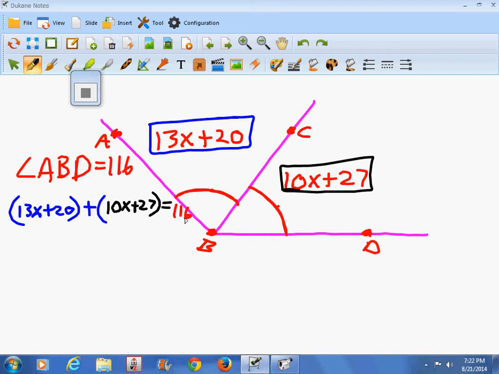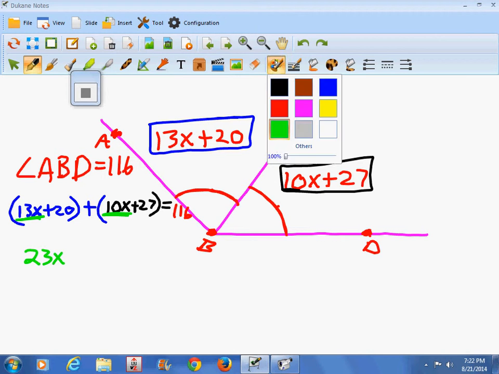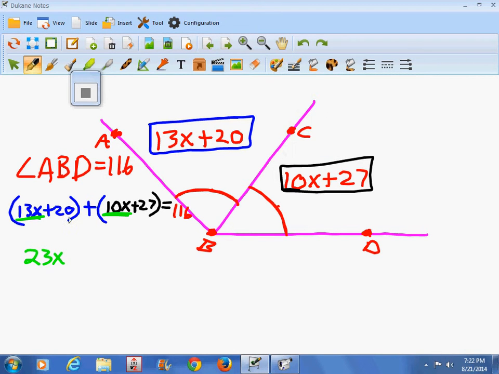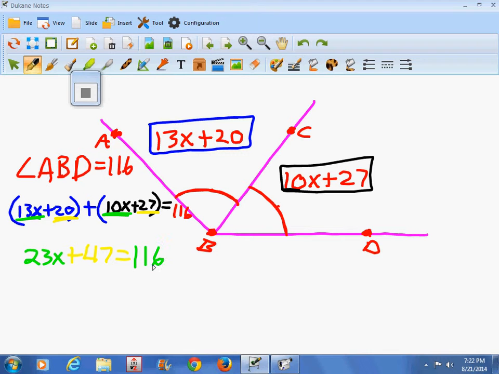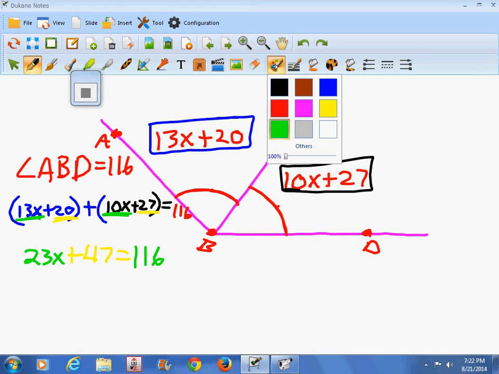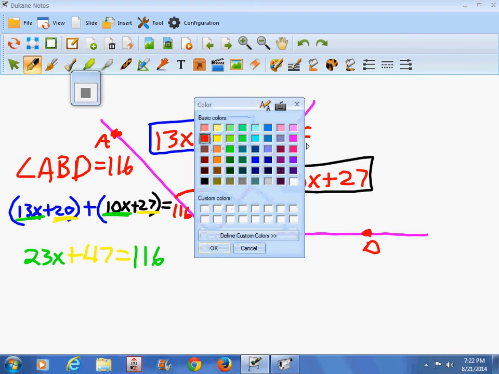Now, I have some like terms here. I have 10x and 13x. So I'm going to combine those to make 23x. Then I also have 20 and 27. So now I have plus 47 is equal to 116.